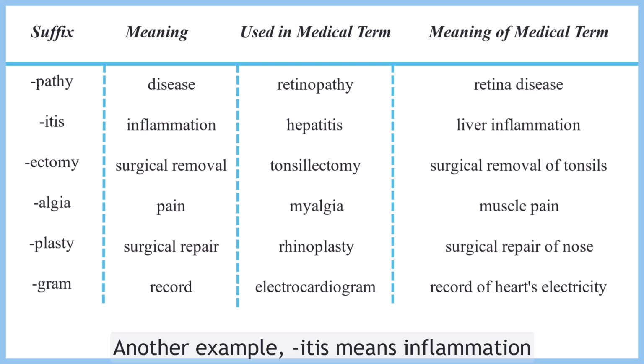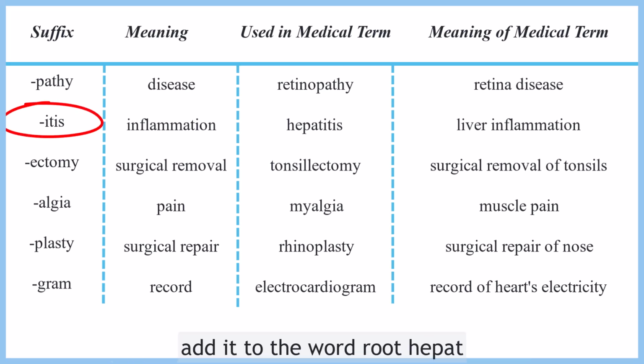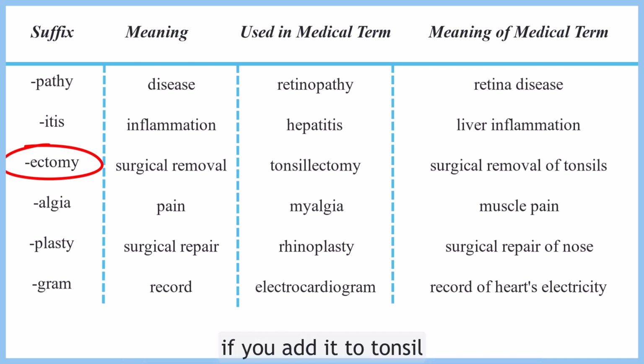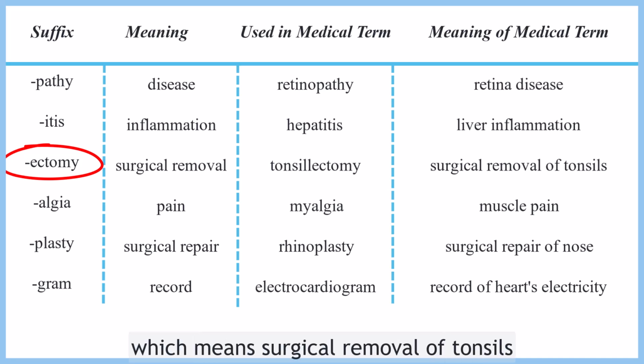Another example, itis means inflammation. Added to the word root hepat, it becomes liver inflammation. Ectomy is a suffix, means surgical removal. If you add it to tonsil, which is a word root, it becomes tonsillectomy, which means surgical removal of tonsils.